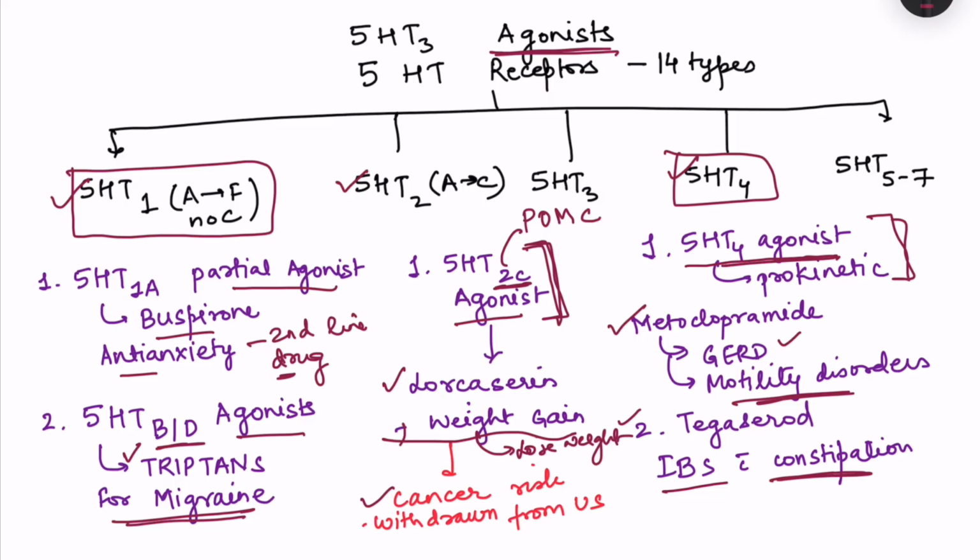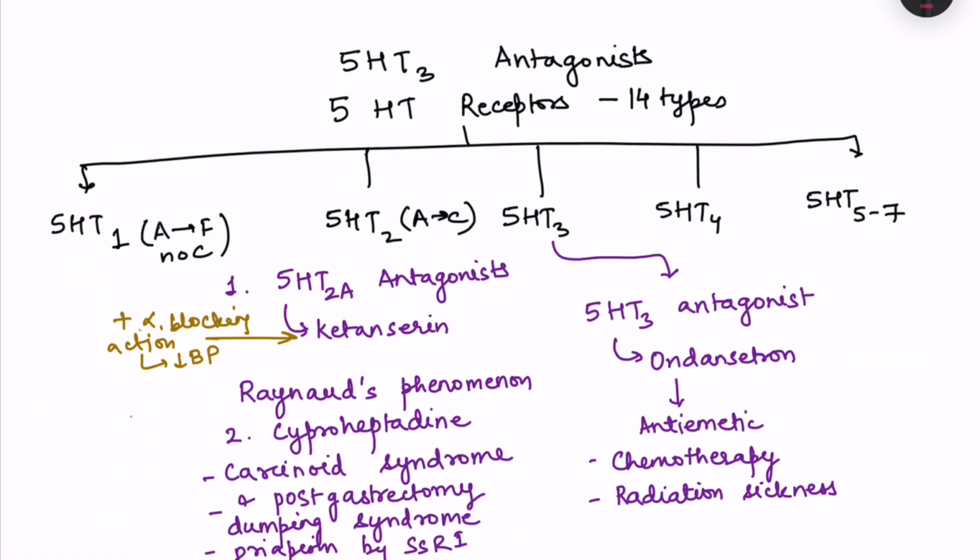So in agonists we need to remember mainly three drugs: 5-HT1A agonist for anti-anxiety, 5-HT1B/D agonist for migraine, and 5-HT4 agonist which is a prokinetic for increasing the intestinal motility. Then we have 5-HT antagonists. So we will study mainly 5-HT2 antagonist and 5-HT3 antagonist, right? So agonists we studied 1 and 4, okay? Agonists are for 1 and 4 receptors, antagonists are for 2 and 3 receptors, okay?